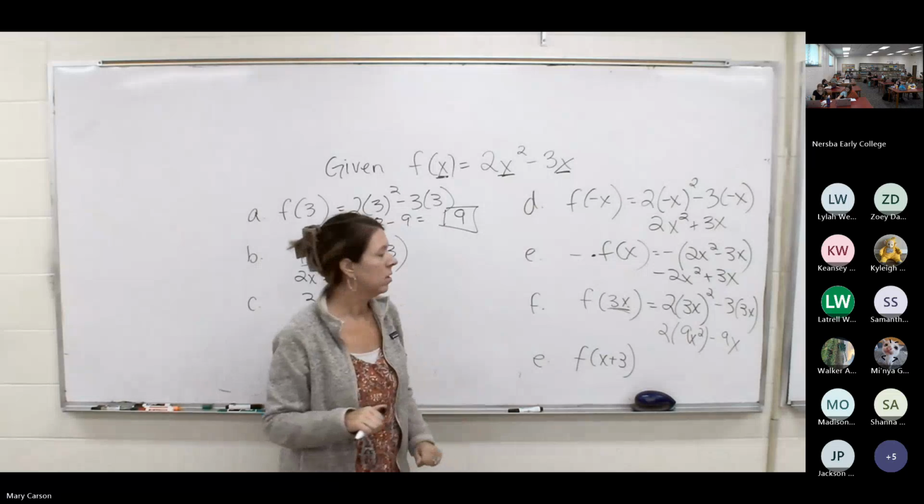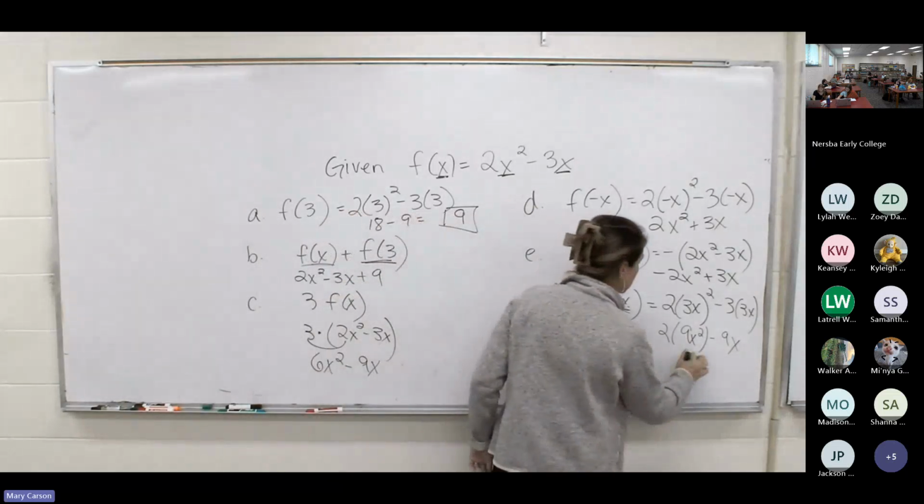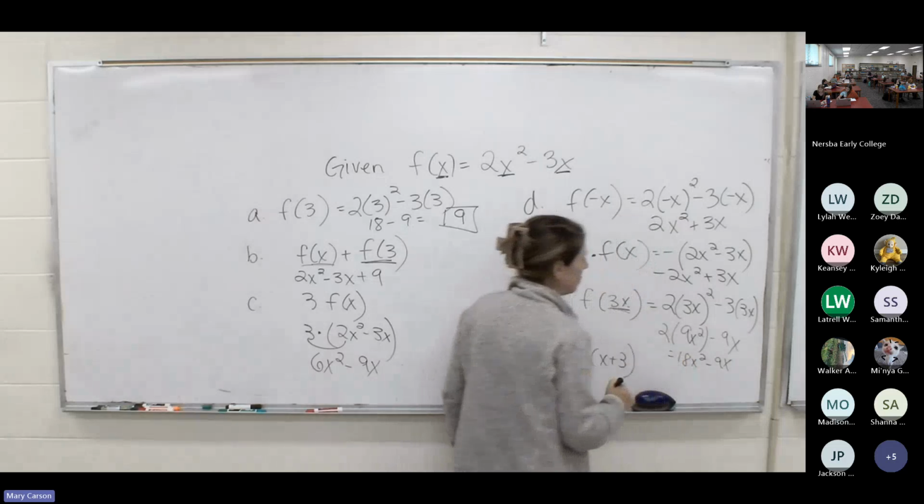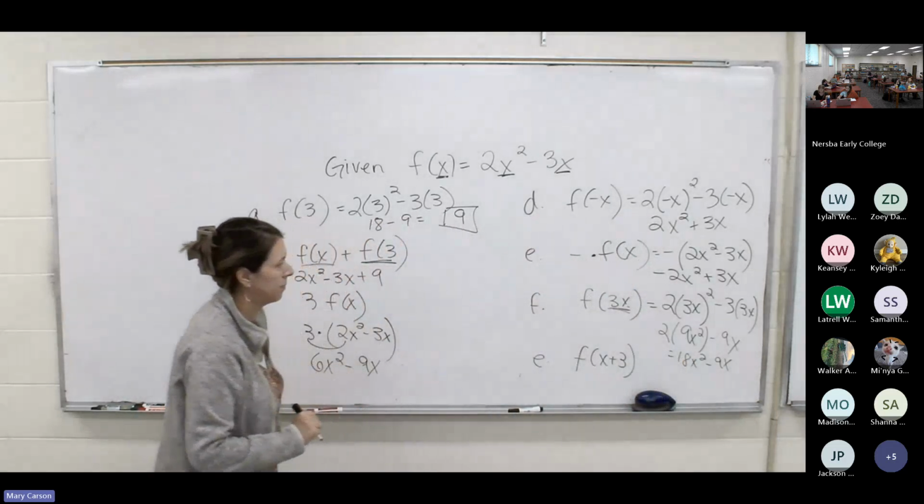If this says 3a instead of an x, you would put a 3a up here. Okay? Now this reduces to 18x squared minus 9x. We need to simplify it. Okay?